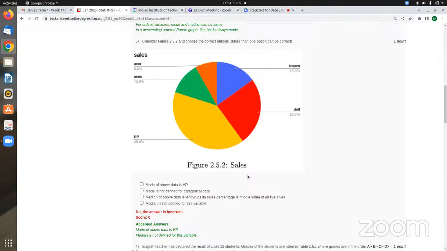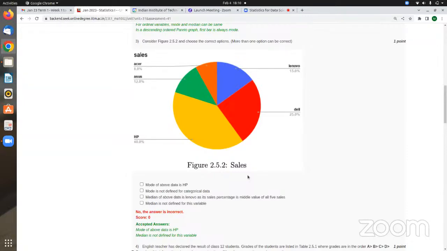The central value. When we arrange the data in ascending or descending order, whichever is the central value, that will be my median. But for making an order, ascending or descending, the variable should have an ordinal property, or an ordinal scale of measurement.